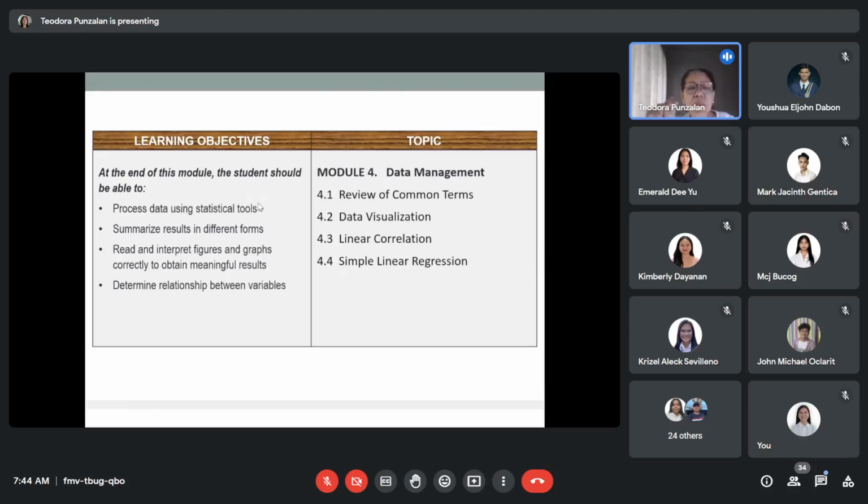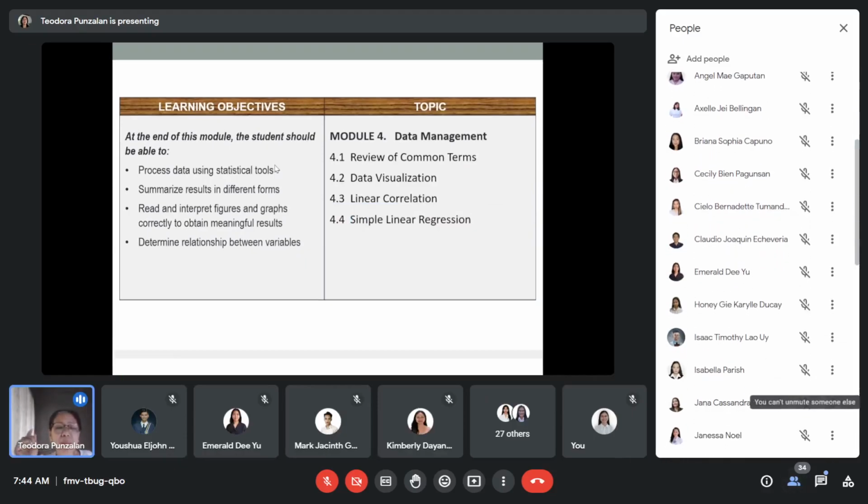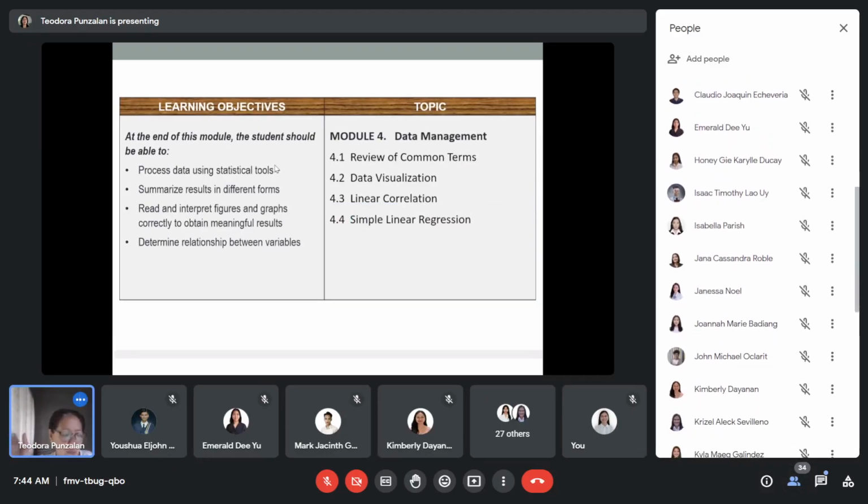Now, next, read and interpret figures and graphs correctly to obtain meaningful results. By the way, class, I don't like very long discussions, very long interpretations, very long reading. Don't interpret one by one the bars or pies, the wedges or slices in your pie chart, or every row and every column in your table. Discuss only the salient points in your tables, graphs, pictographs, whatever.